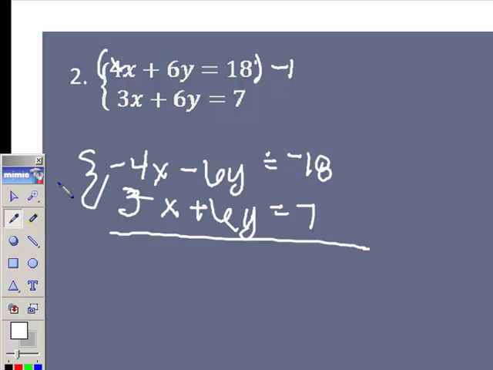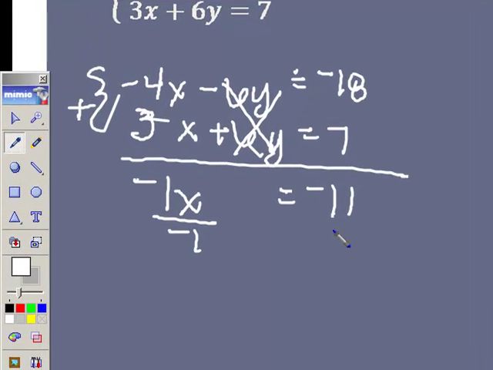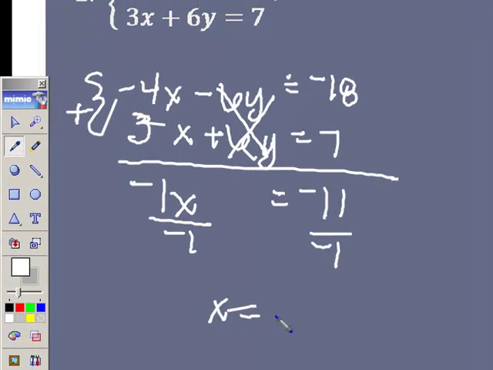Alright, so now when we add them up, this is what it looks like. What's negative 4x and 3x? Negative 4x plus 3x. Negative 1x. Negative 6y and positive 6y? Cancel out. Is equal to negative 18 and 7? Negative 11. And then? Divide by negative 1. Positive 11. x is 11.